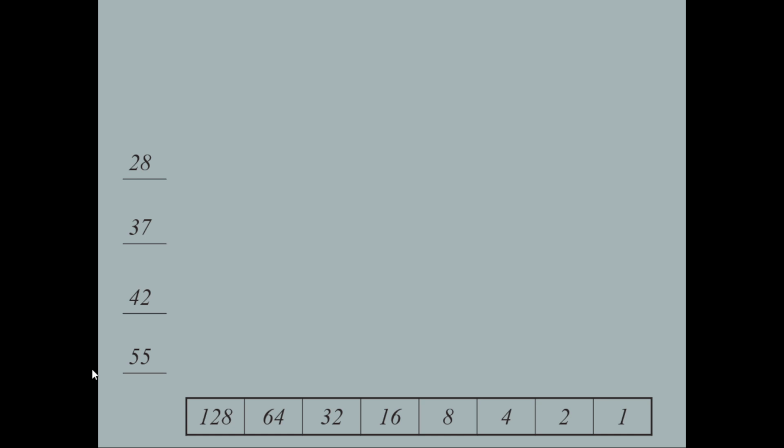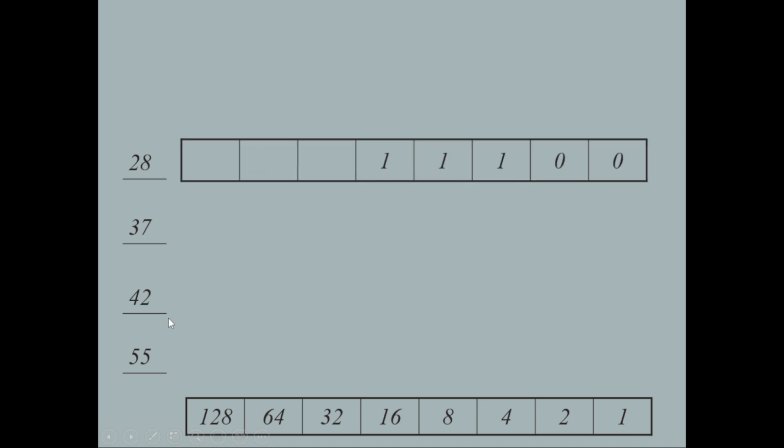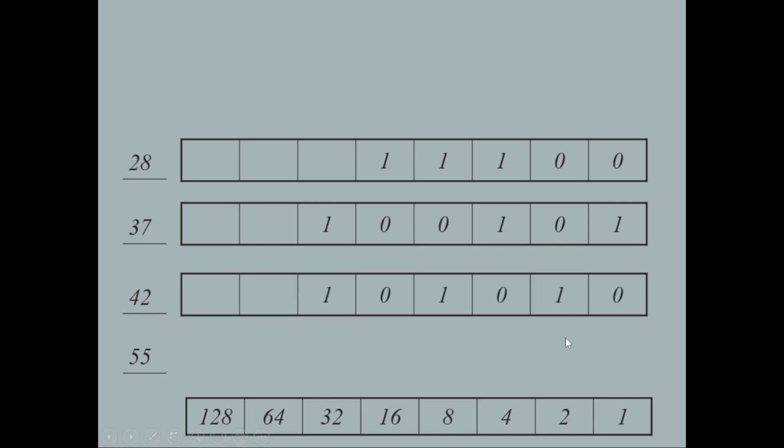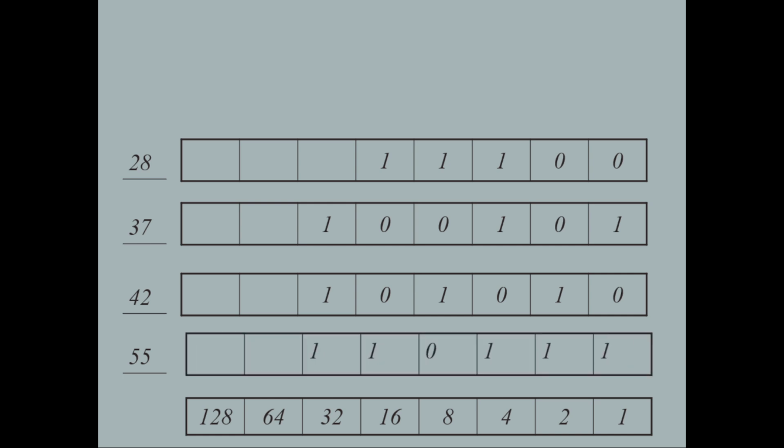All right, let's take a look. So 28 is 11100. 37 is 100101. And again, if you add up 32, because it's got a 1 in it, and 4 is 36, then you add up one more, and that's 37. 42 is 101010. 55, 110111.